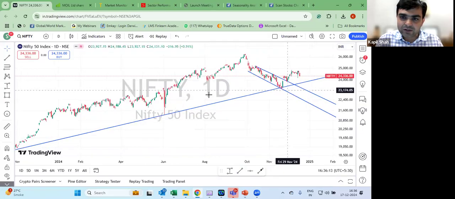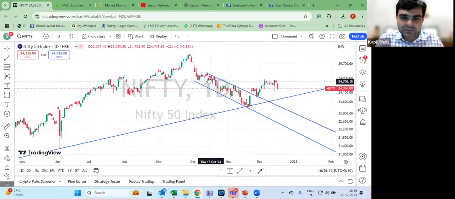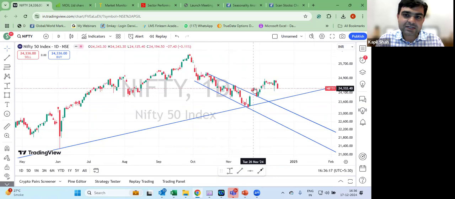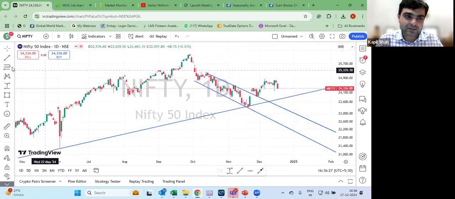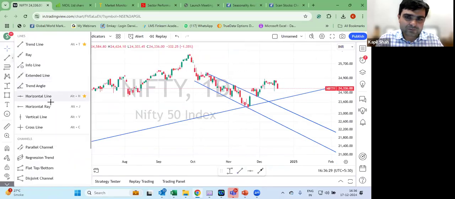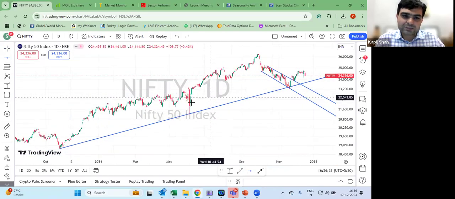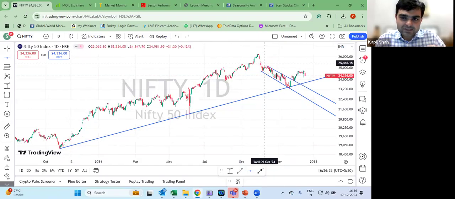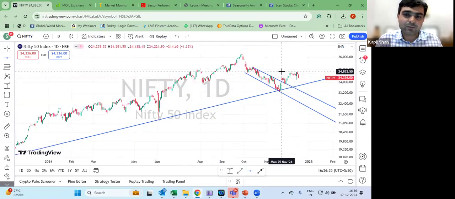Now here, if I zoom out, the resistance which was acting as a resistance, once it got broken out, prices have taken support at this level. But this support level gets confirmed when my immediate hurdle point, like this or like this, is reached on the higher side. So this is my shorter term structure of the market. This is the support line, prices fell down, then again it started to pick up momentum.